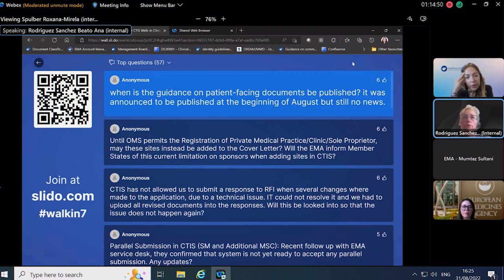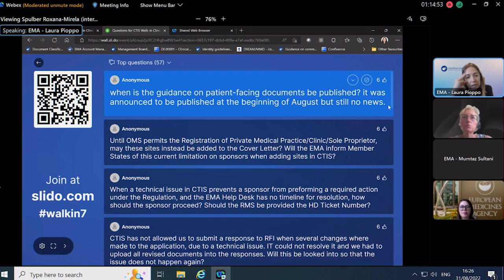No, actually, I don't have more details on what we mean by this guidance being announced to be published in August on patient-facing documents. The only guidance that we currently have on public consultation is the one including protection of personal data and CCI that Roxana was mentioning. So sorry, maybe this question is not clear for both of us as to which document you are referring to.